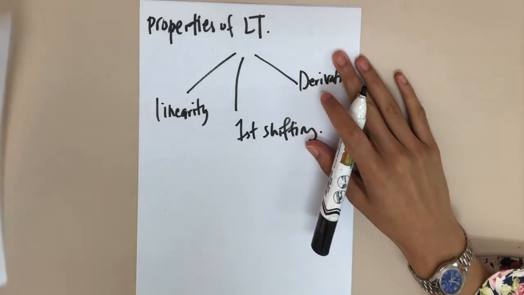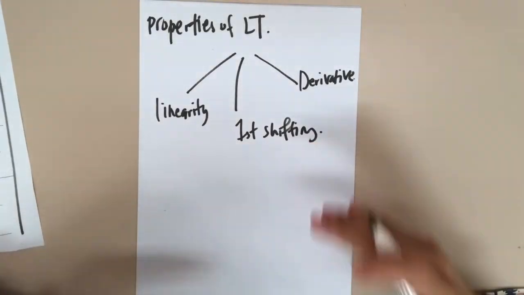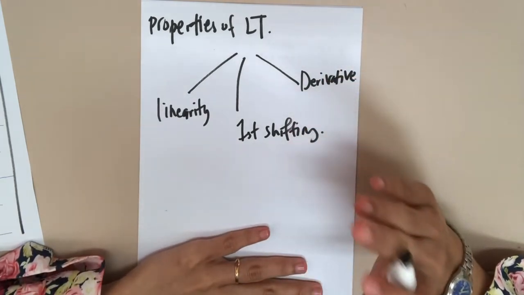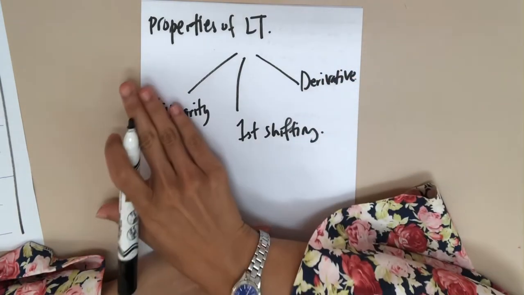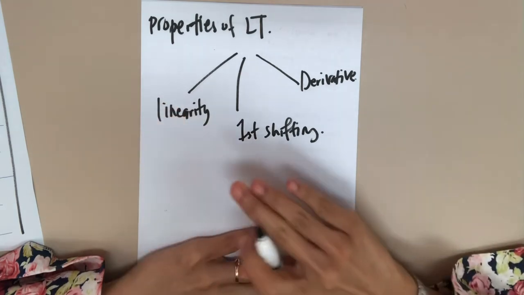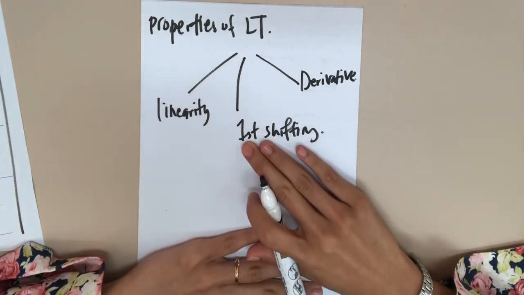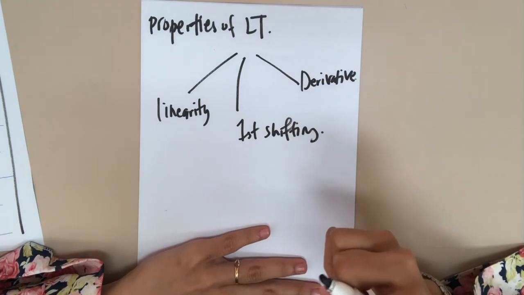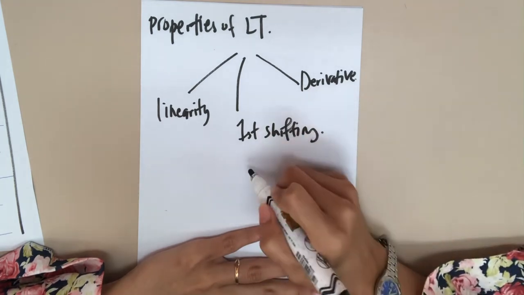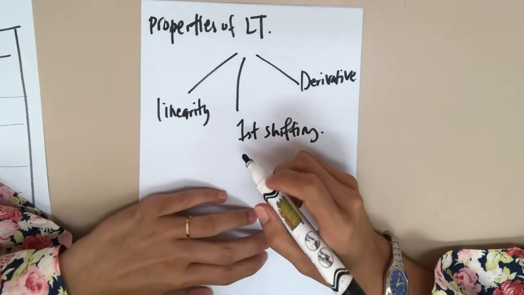Of course, we will use this table, but I will show you in an example. So linearity, first shifting, and derivative. Linearity is clear. First shifting is related with exponential.